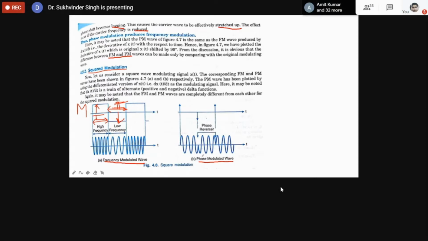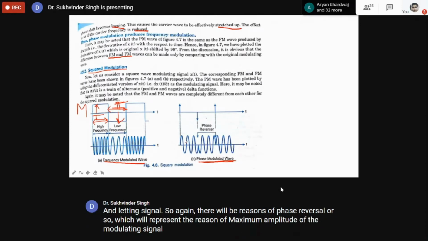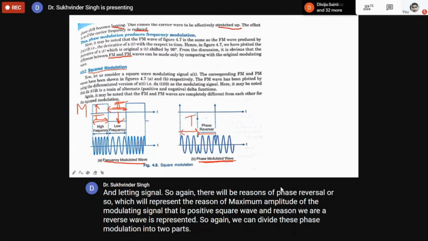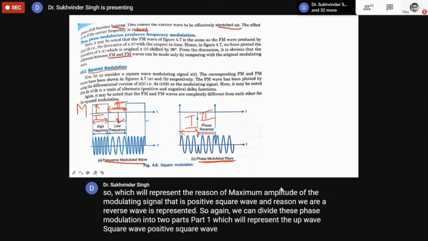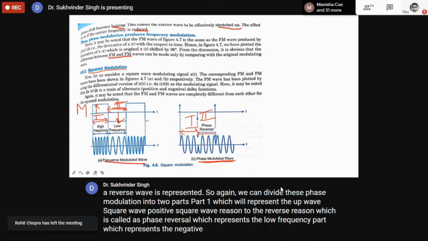Now in case of second figure, the phase modulation is again represented in the form of the envelope of the modulating signal. So again there will be regions of phase reversal, which will represent the region of maximum amplitude of the modulating signal, that is positive square wave, and region where a reverse wave is represented. So again we can divide this phase modulation into two parts. Part 1, which will represent the up wave, positive square wave. Region 2, the reverse region, which is called phase reversal, which represents the low phase part, which represents the negative envelope of the modulating signal.